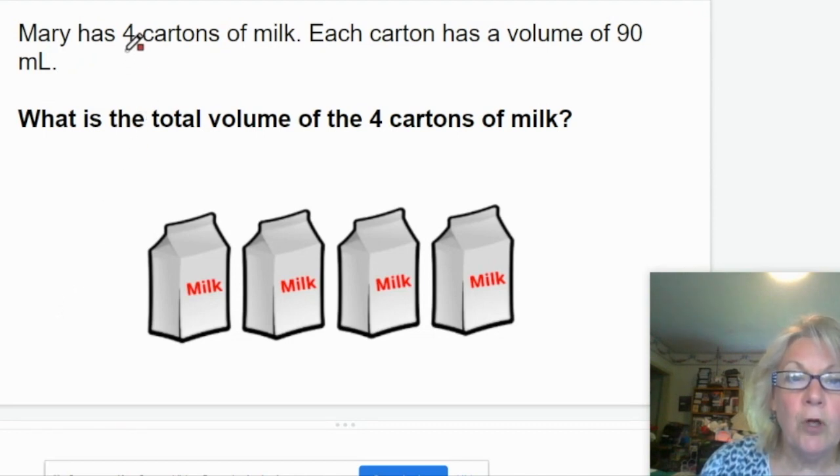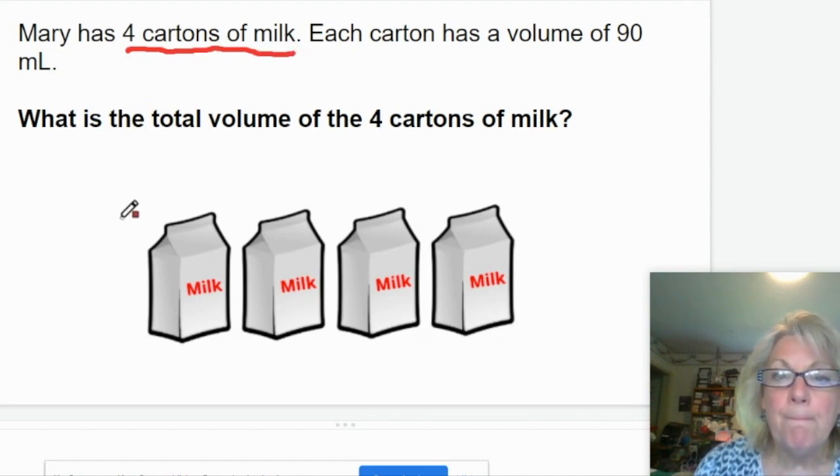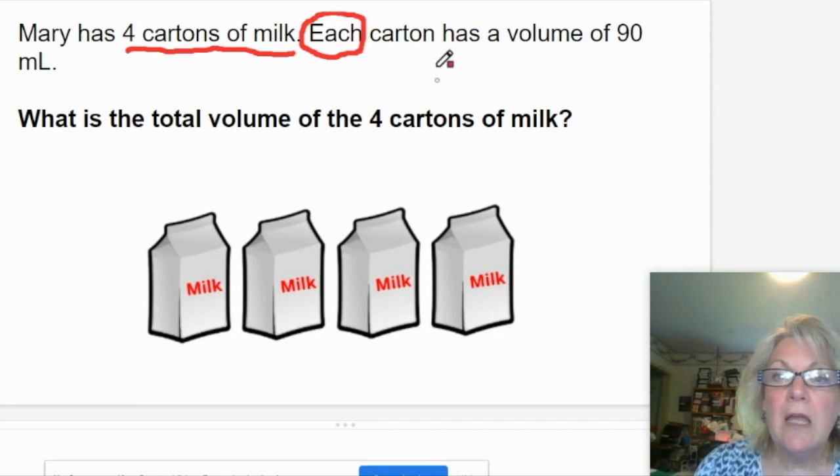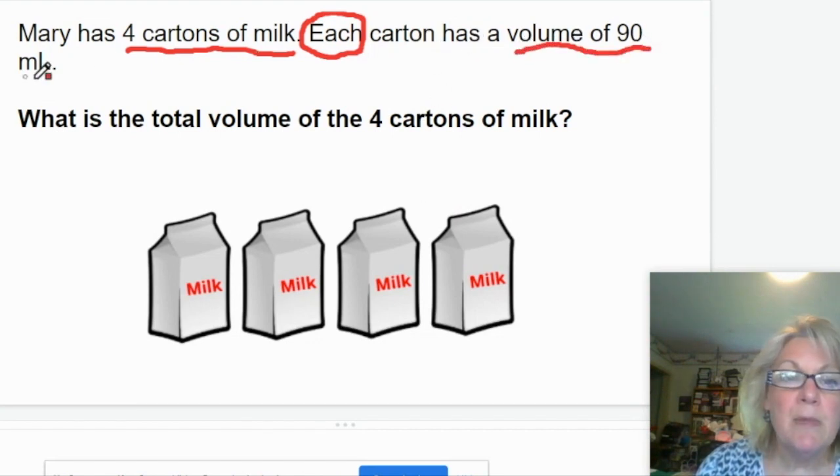So we have 4 cartons, I heard somebody say. Let's underline of milk so we know what we're talking about. Ooh, yay. Somebody yelled out each. That's a really important word in solving word problems because it's telling us that we want to know about each carton of milk. And they have a volume of 90 milliliters. Let's not forget that measurement.